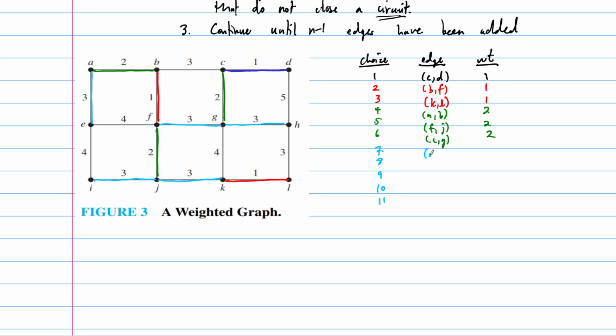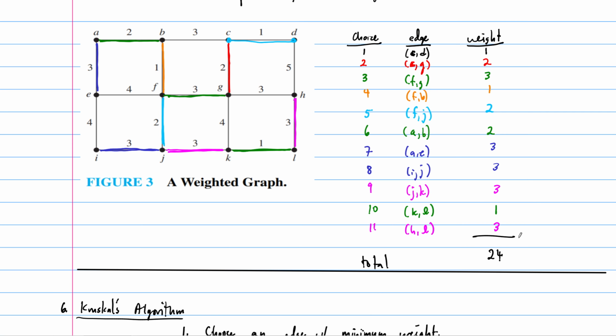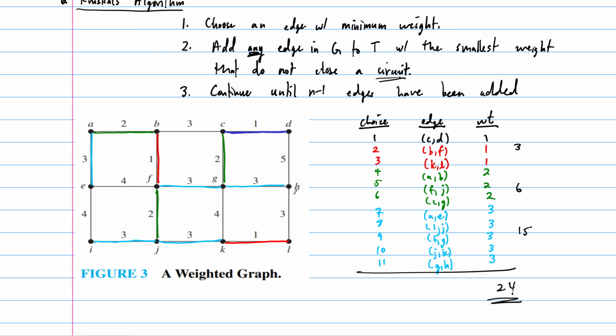The way I did it was AE, then IJ, then FG, JK, and then GH. And these are all 3s. All right, and then we add these up. We have 15, 6, 3, added up, 24. Same weight. Is it the same graph? No, it's different. It's a different tree.